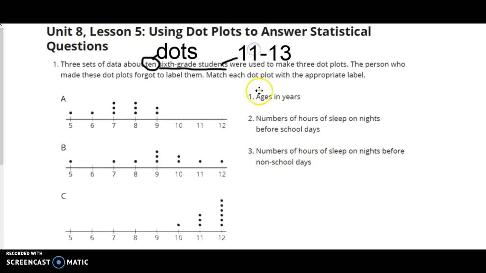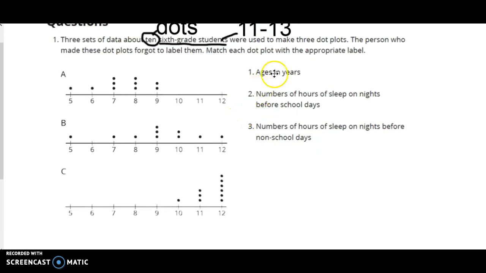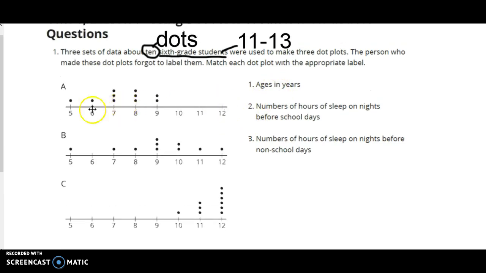So one says ages in years. A ranges from 5 to 9, so that's definitely not ages. B ranges from 5 to 12, definitely not ages. C looks pretty tightly packed. I have one student who's 10. Most of them are 11 or 12, so maybe the student just had a really early birthday. So I'm thinking that 1 is C, so we're going to put a 1 next to C.